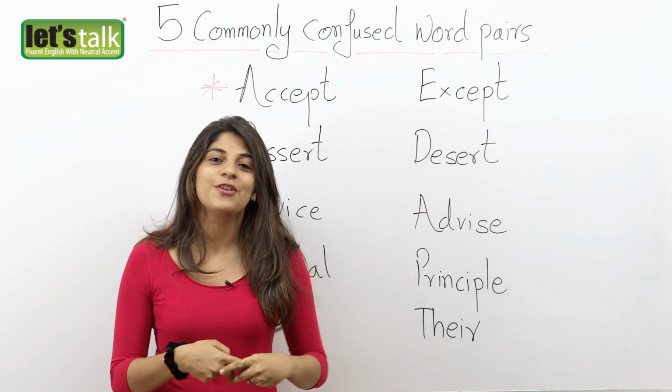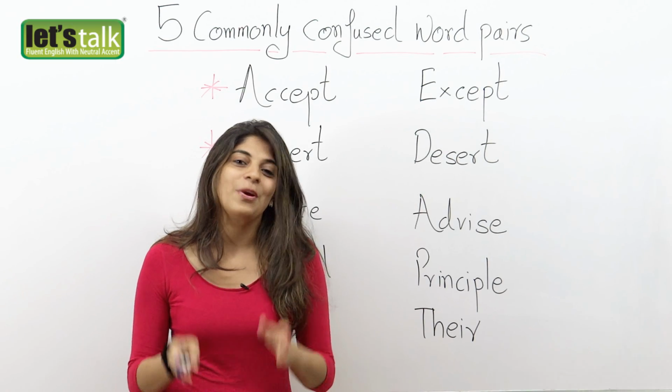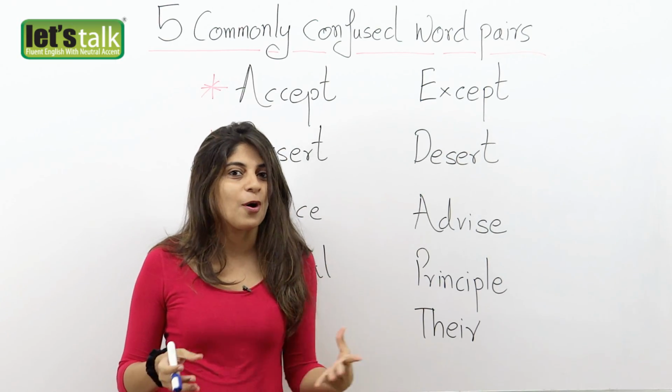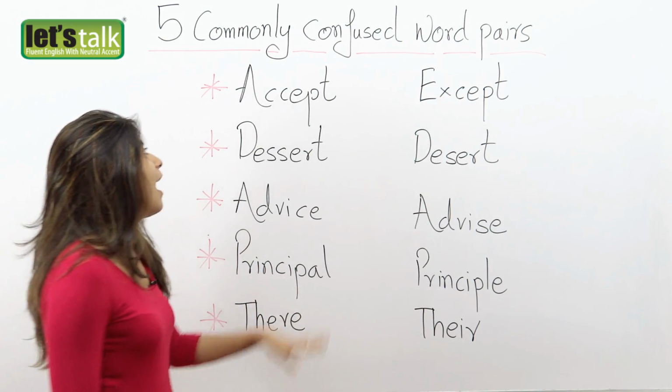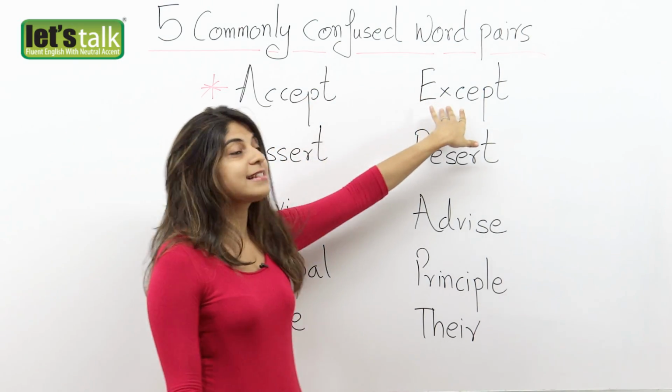Top 5 confusing pairs of words in English. We're going to learn how to use the right word at the right time. So let's have a look here. The first one that we have is accept and except.